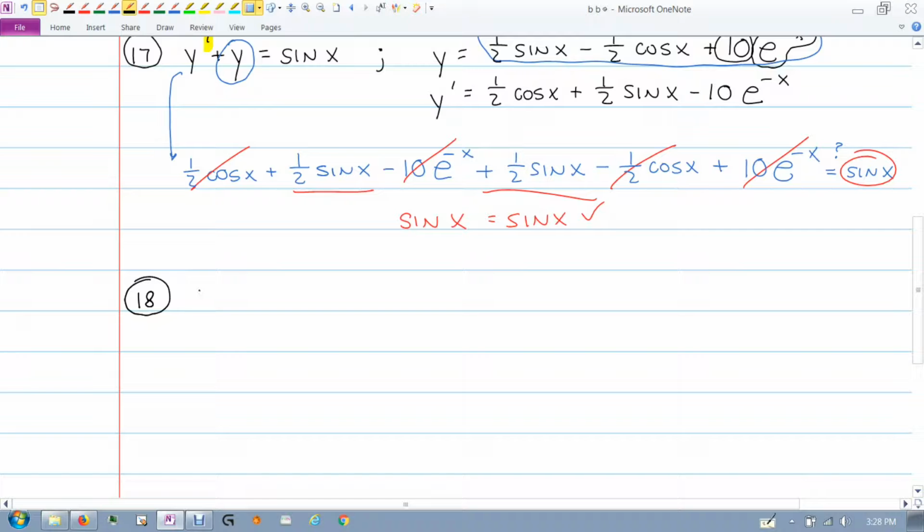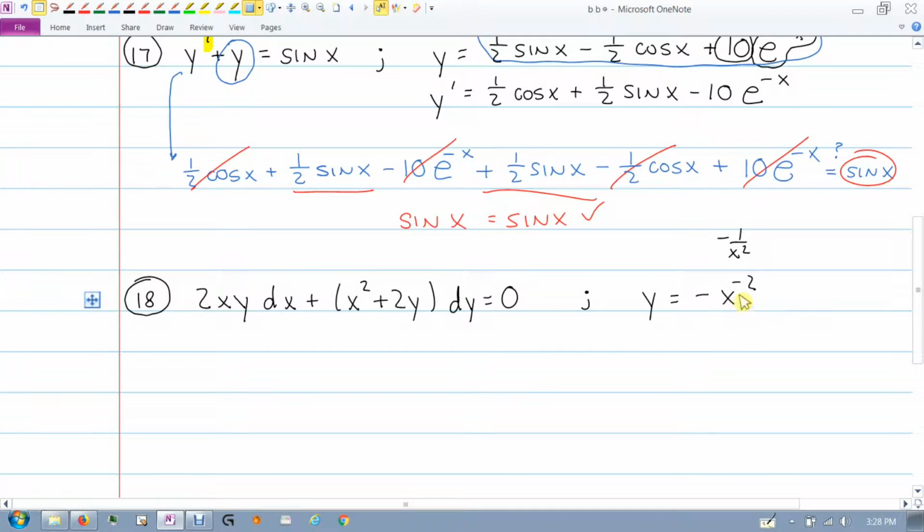Number 18. Okay, 2xy dx plus x squared plus 2y dy equals 0. That's our equation. And then we're trying to check this with y equal to negative x to the negative 2. So I wrote it a little differently. They have negative 1 over x squared in the book, but I'm going to take a derivative, so I'm going to use the power rule, so I just brought that up.